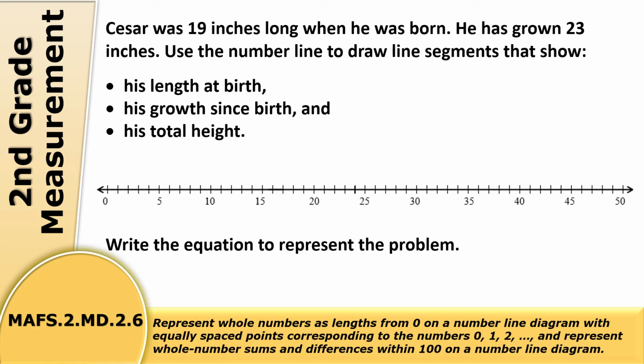Read the problem. Caesar was 19 inches long when he was born. He has grown 23 inches. Use the number line to draw line segments that show his length at birth, his growth since birth, and his total height. Pause the recording while you solve the problem. Start the recording again when you are ready.